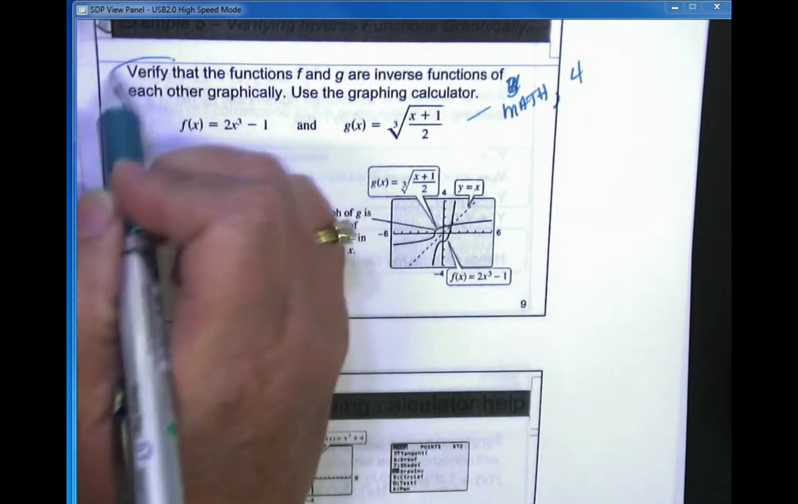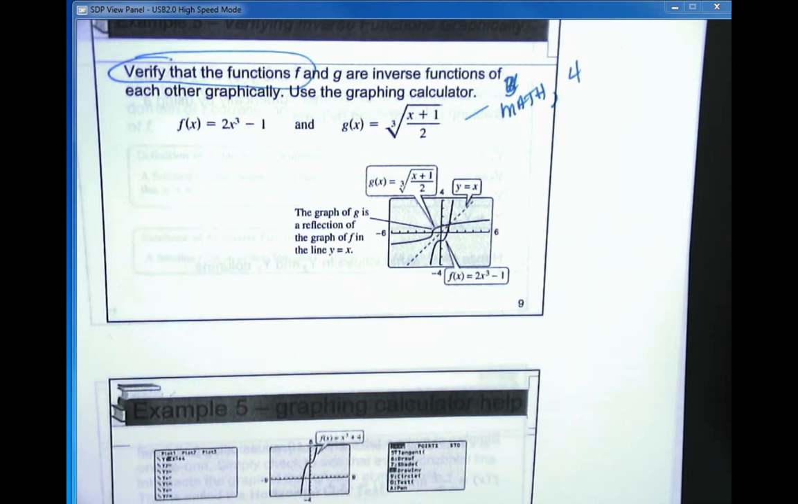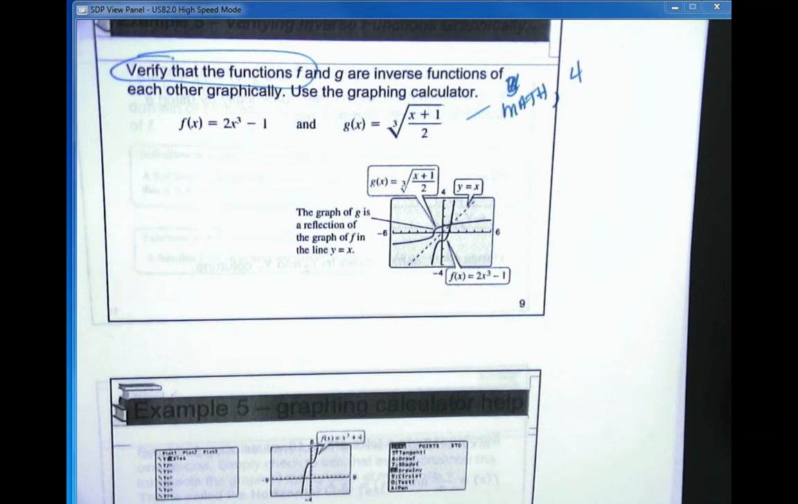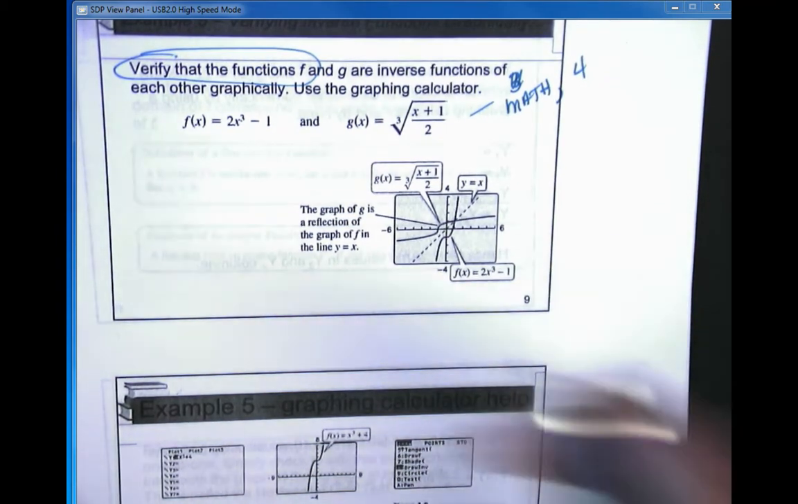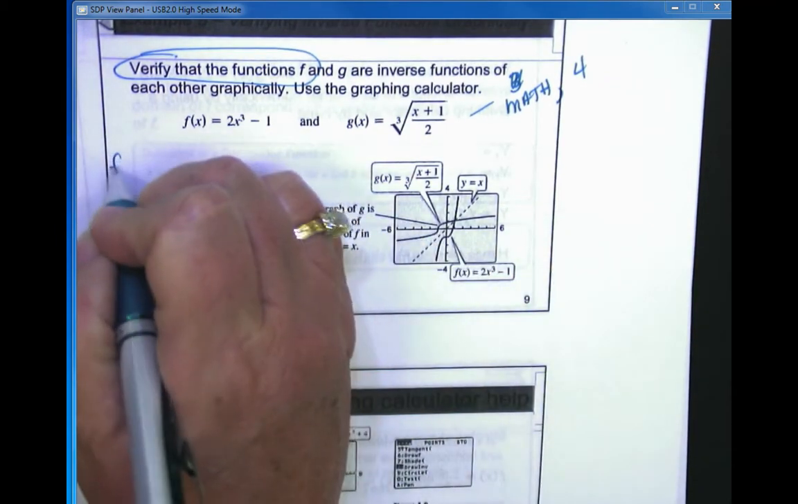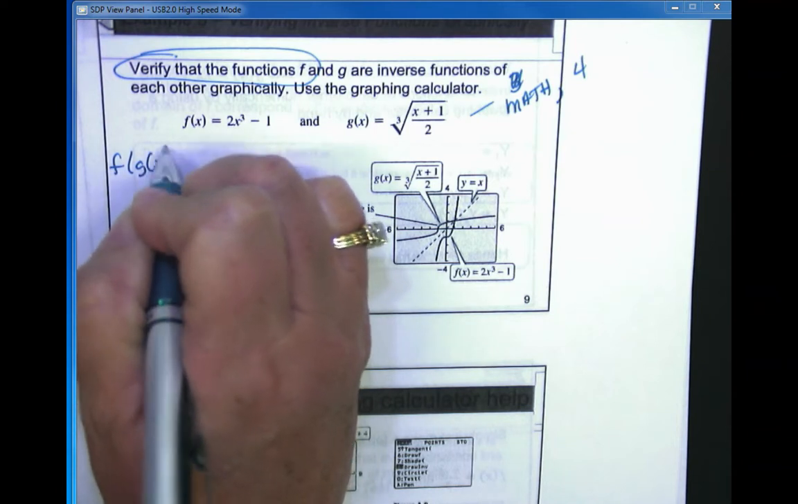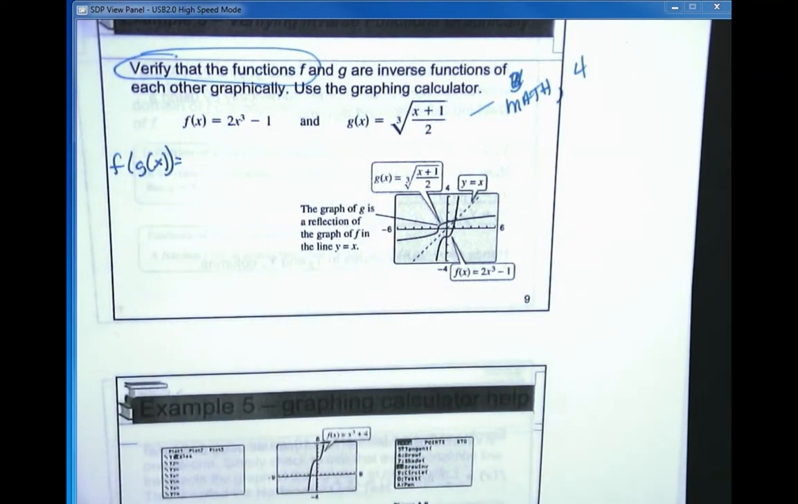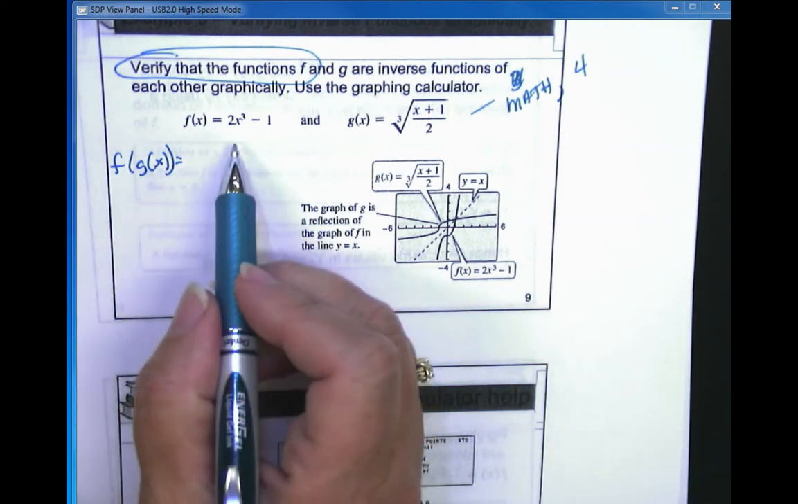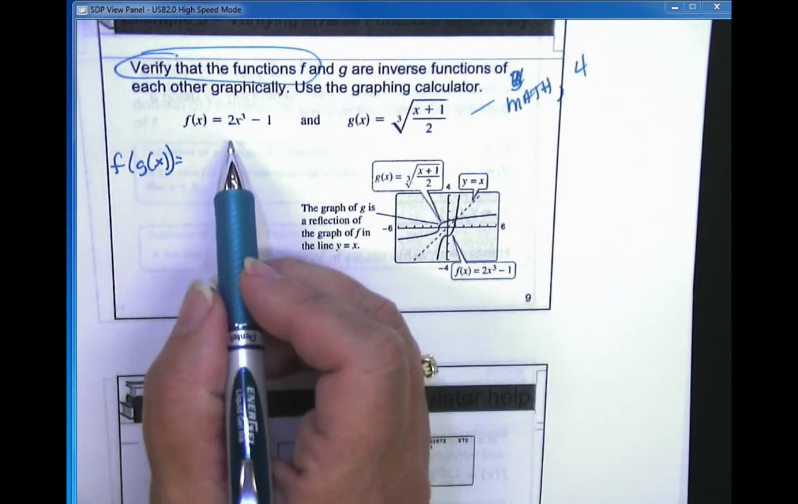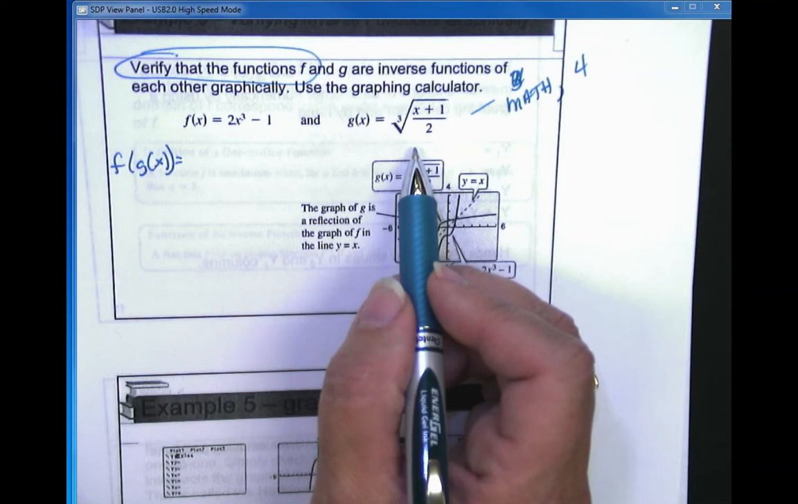But when you see verify, what does that mean you need to do? More importantly to me. You plug them in to each other, correct? So let's do that by hand. So we're going to take f of g of x. That's that composite function we just did yesterday, right? That was 1.5 knowledge. So wherever I see a cube, this is what gets hard. Wherever I see a cube, this entire thing goes.